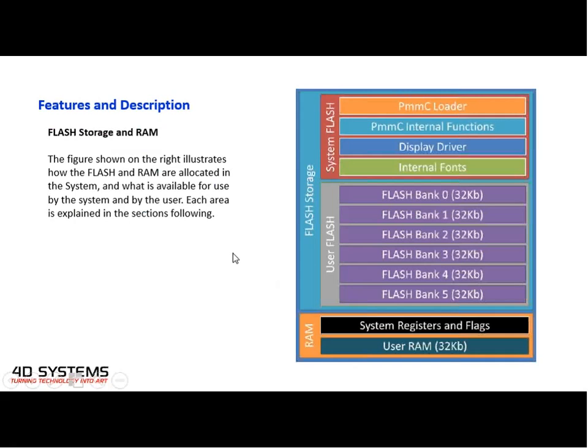So let's take a look at some of the features internal to the processor. One of them is the flash storage and the RAM. Here on the right shows that you have the system flash. System flash takes care of the PmmC loader, the PmmC internal functions, the display driver, and internal fonts. You have also the user flash. If you compare that with the Picasso, you had only one, and even it is less than half of one of the banks.